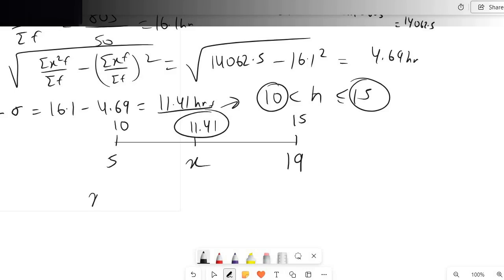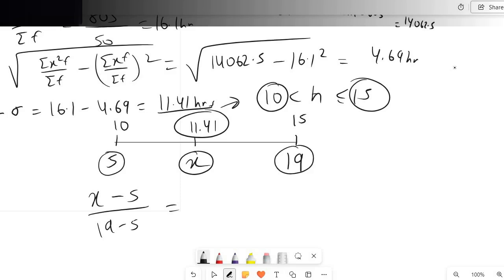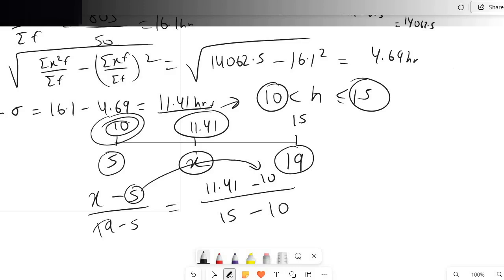So using linear interpolation, x minus 5 divided by 19 minus 5, meaning x, which is the unknown variable, minus the lowest boundary, divided by the highest boundary subtracted with the lowest boundary again, should be equal to their corresponding values of time or lifetime. So for x, it was 11.41. For 5, it was 10. And for 19, it was 15, subtracted with 10 again. So if you see, 15 corresponds with 10 here, and 19 corresponds to 15 here.